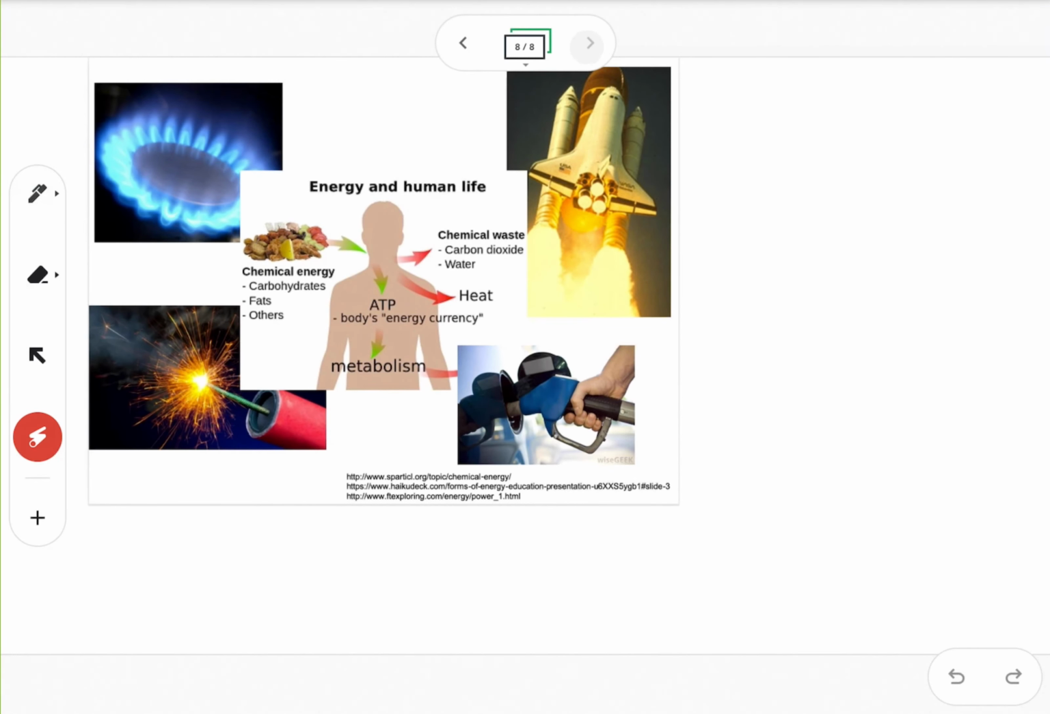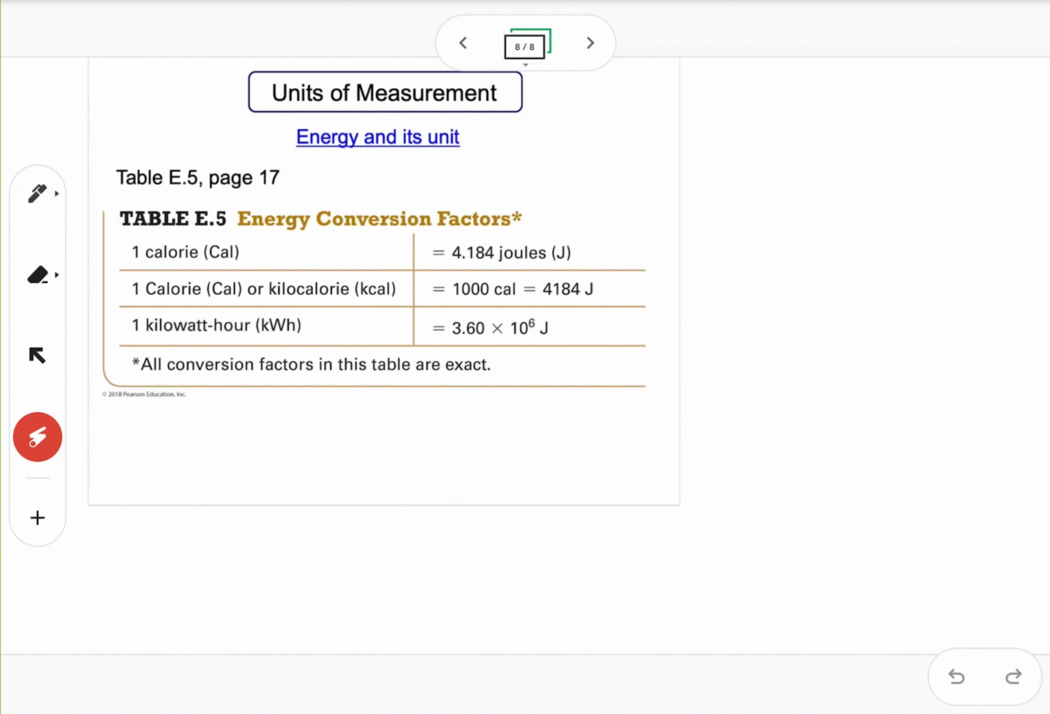All right. The next thing is about energy and units. This slide shows us some common units like calorie and joule, and these are the unit conversion factors. They are not required. If I need you to do any unit conversion involving energy units, those conversion factors will be given. All right, so this is units of measurement. Let me know if you have any questions.